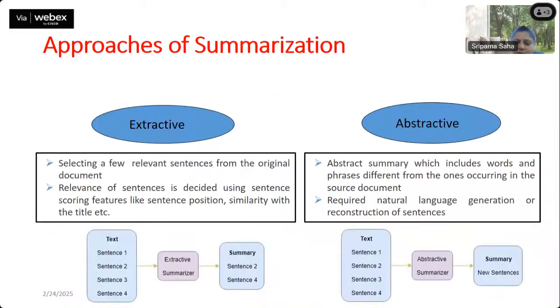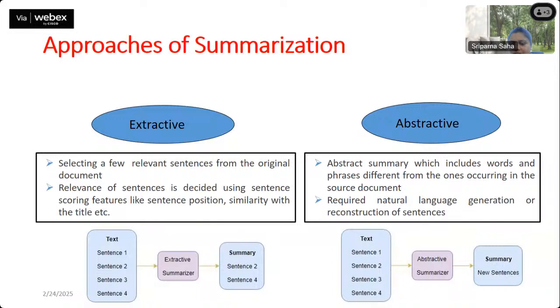Summarization is mostly of two types, extractive and abstractive. Extractive means that suppose you originally have 100 sentences. Now you select the 10 most important sentences from the original document. If your original document contains 100 sentences, you select which 10 sentences contain the most information, and those 10 sentences will be part of the summary. This is called extractive summarization. We are extracting the important sentences and forming the summary.